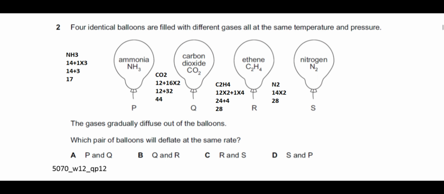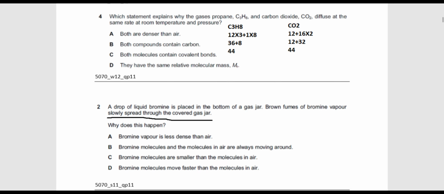I have calculated the Mr for your convenience. You see ammonia as having an Mr of 17, carbon dioxide 44, C2H4, which is ethene, is having an Mr of 28, and N2 is having an Mr of 28. So that means ethene and nitrogen, the R and S balloons, have the same Mr. So we have to look for the option where we are given R and S, that is Charlie definitely. So Charlie is the correct answer.